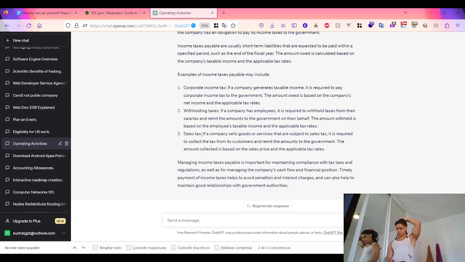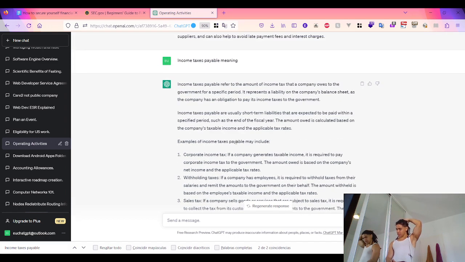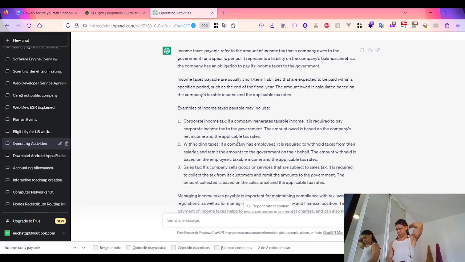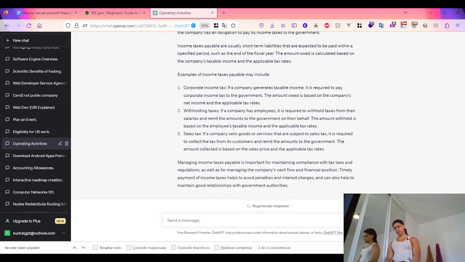Okay. Corporate income tax. If a company generates taxable income, it's required to pay corporate income tax to the government. The amount owed is based on the company's net income and the applicable tax rate. Withholding taxes. If a company has employees, it is required to withhold taxes from their salaries and remit the amount to the government on their behalf. The amount withheld is based on the employee's taxable income.